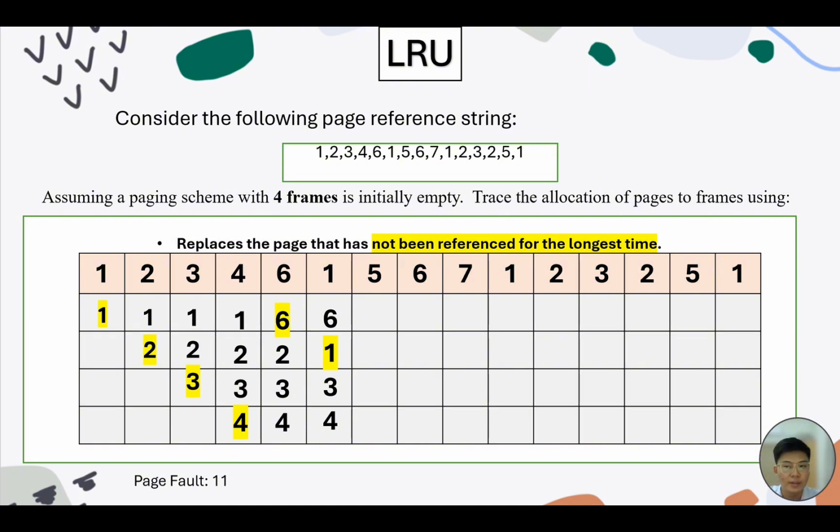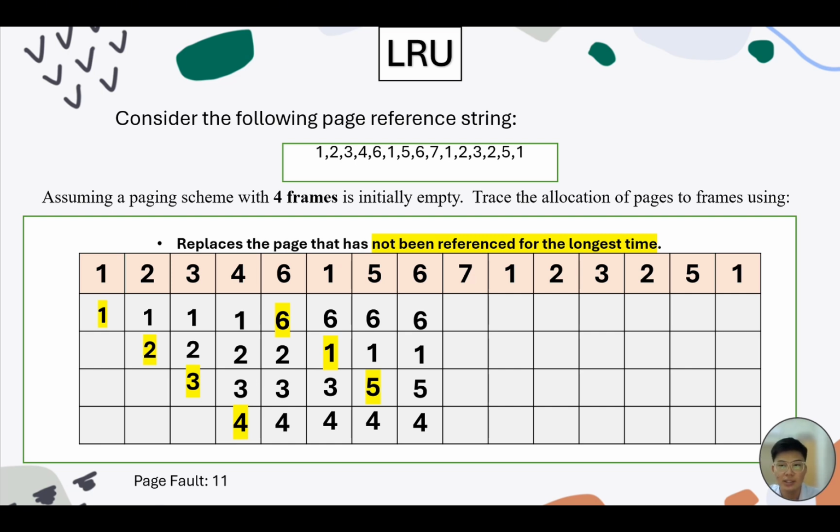For instance, when page 5 is requested, page 3 gets replaced because it has not been used for a while. So 6, 1, 5, 4. Then the next requested is 6. If the page is already present, we don't need to change anything. So it will be 6, 1, 5, 4. And then let's move to the next.